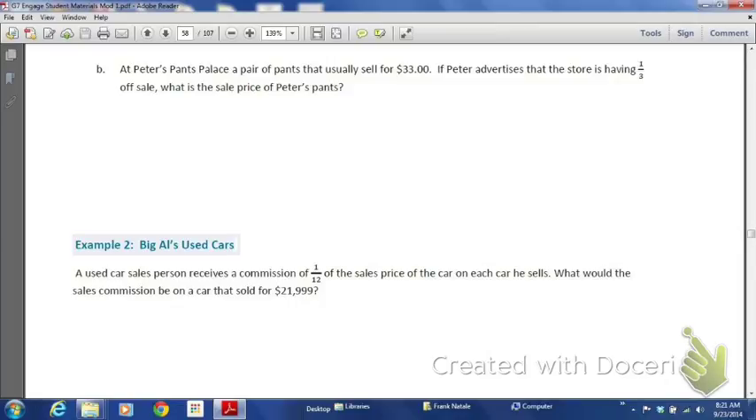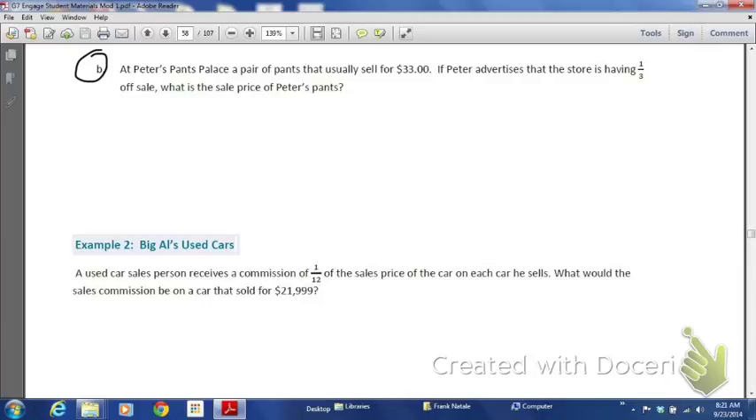Okay, let's do our second example here, and that's B. We're going to look at B right now. And we're going to do this the 3 ways again. 3 different methods.